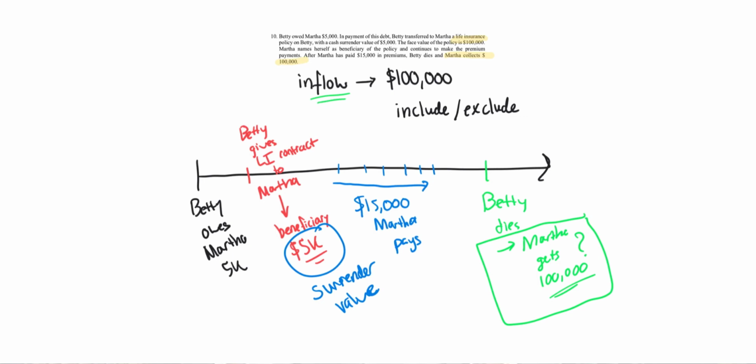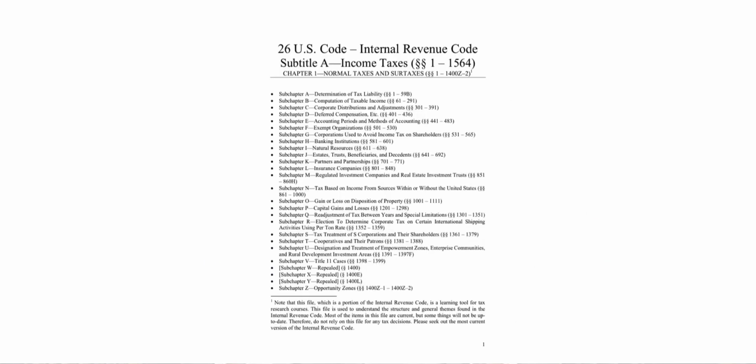So let's go ahead and take a look at our table of contents and see if there's anything that can help us out. Okay, so we know we're looking for individuals, so we're looking at subchapter B, and we know it's an inflow, so we need to focus on the areas that we go to for income inclusion. So let's look at subchapter B and part 1 and all that good stuff.